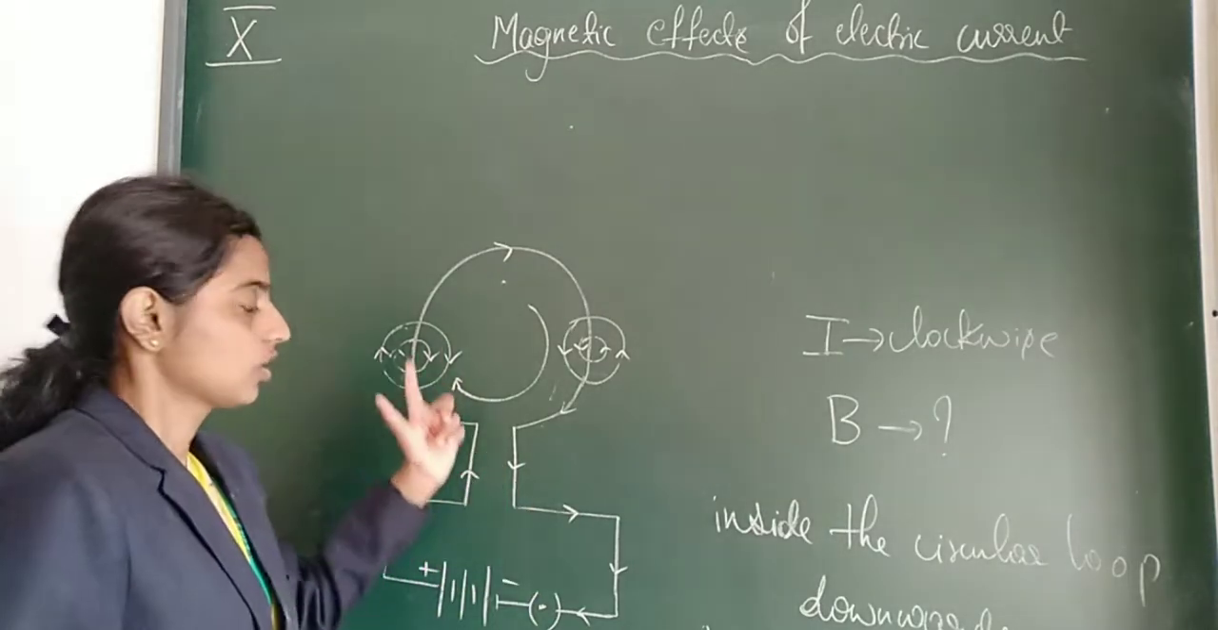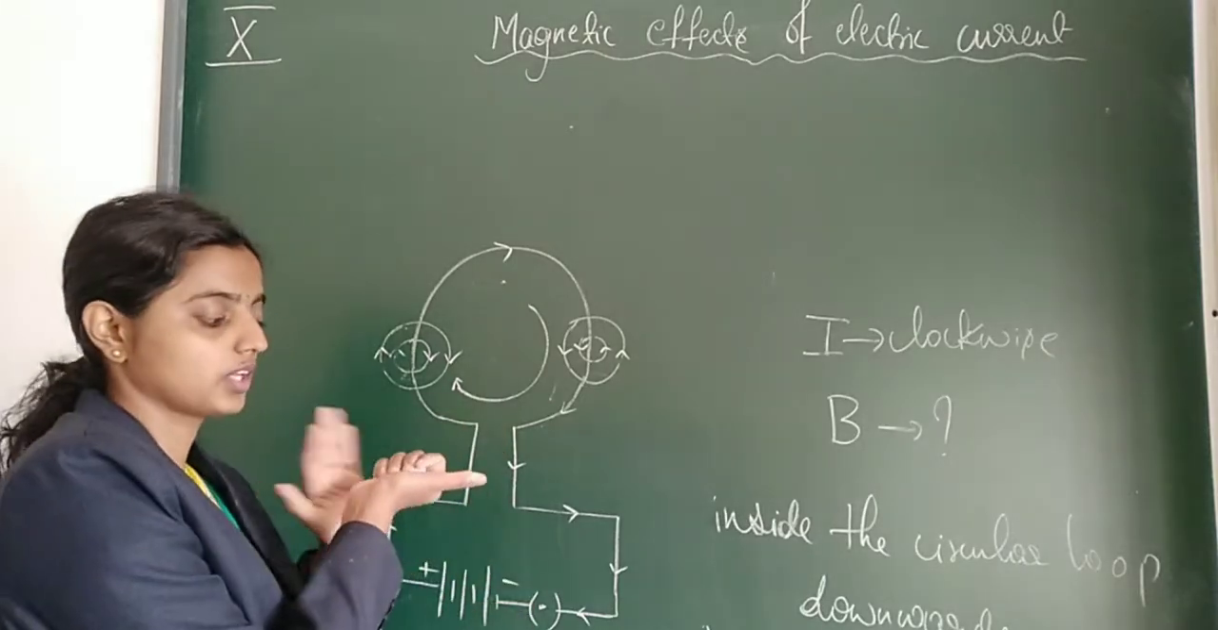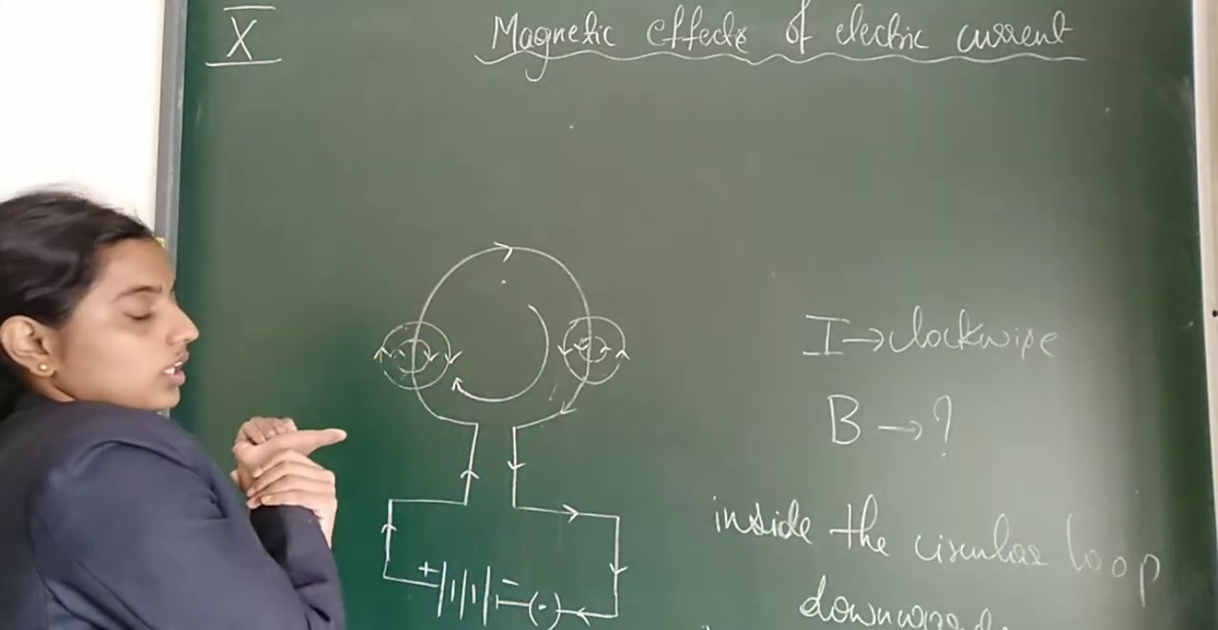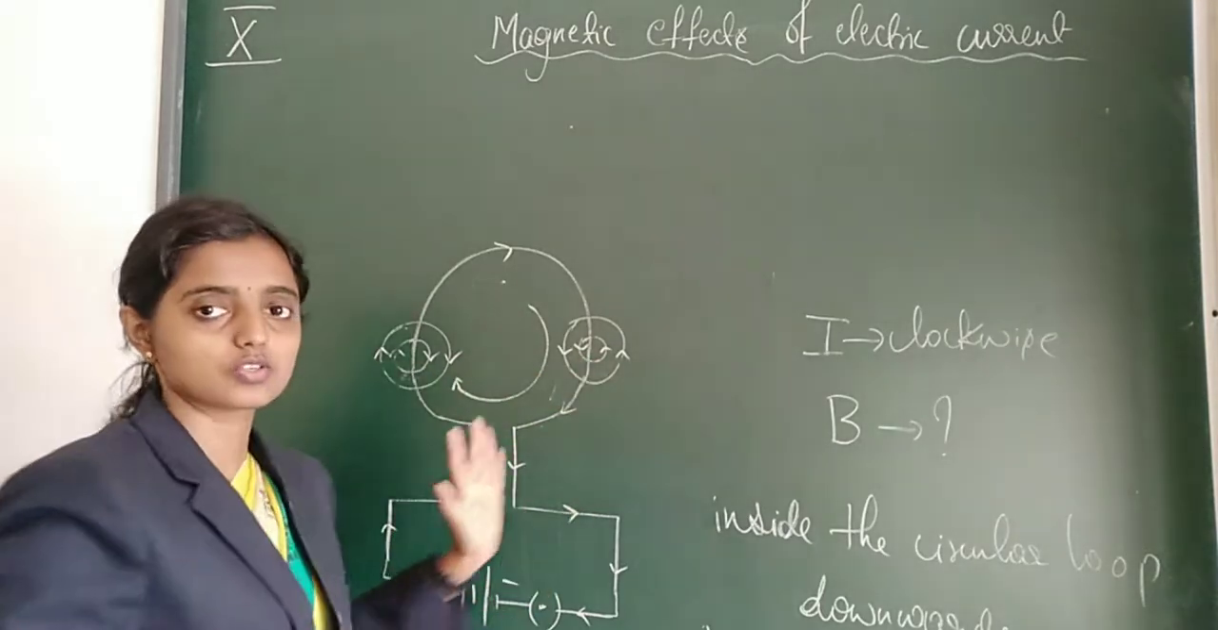Which one is clockwise? Which one is anti-clockwise? Then how to keep our right hand? We can't keep it like this. We should imagine this in a horizontal way. Then only we should think about it. Okay. So it's very easy.